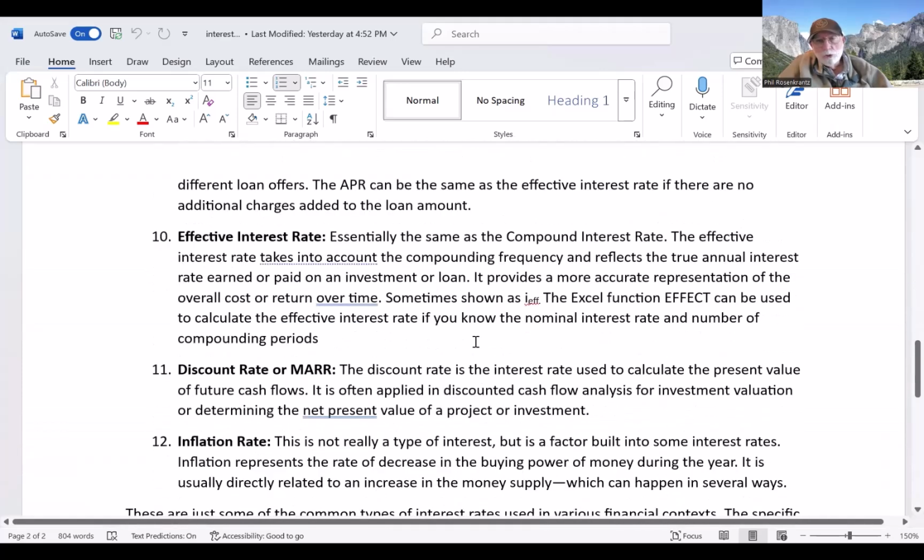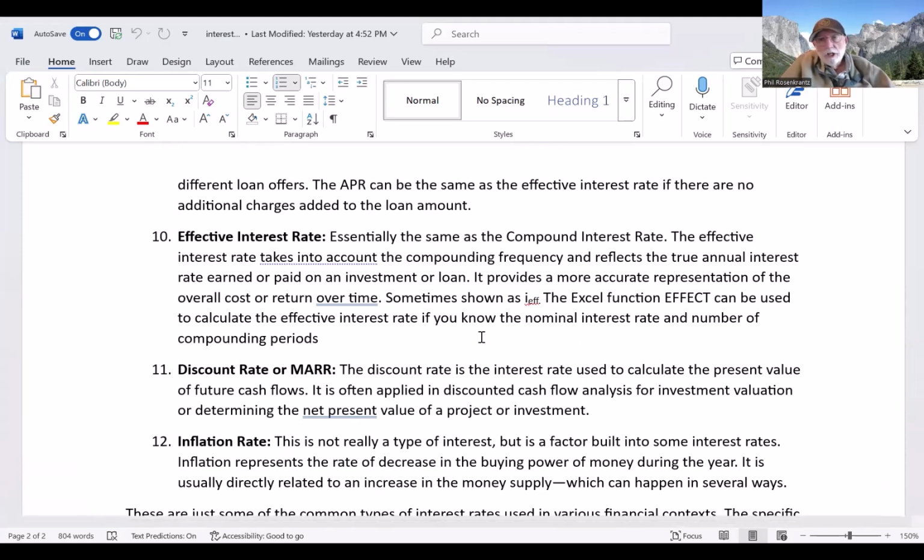The effective interest rate, I've already mentioned that. This takes into effect compounding. And so we use the effect function or the effective interest rate formula along with the periodic interest rate and the number of periods to get that. So this is a big one in our class.